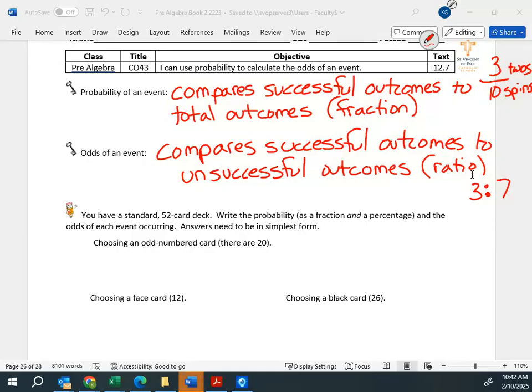There is a difference between total outcomes and unsuccessful outcomes. It's not 3 to 10, right? Here it was 3 out of 10 spins were 2s. 3 desired out of 10 possible. Here it was 3 successful outcomes. We spun those 2s 3 times, but then we have to put what the unsuccessful number was. So that's a big difference between probability and odds.